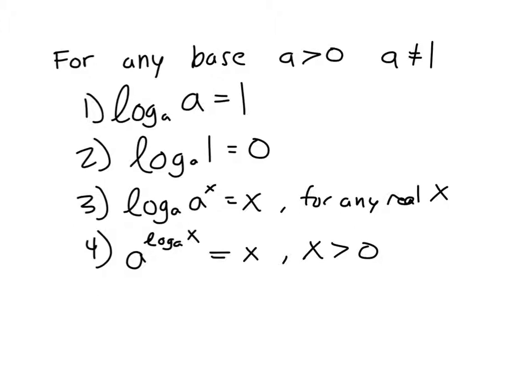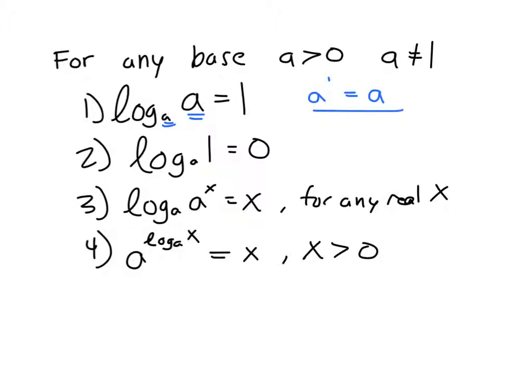The log base a of a is 1, right? And this makes sense because what it's saying is that if the base is a and the exponent is 1, that's going to equal a. No matter what a you have, if a is some number greater than 0, not equal to 1, then this will hold.